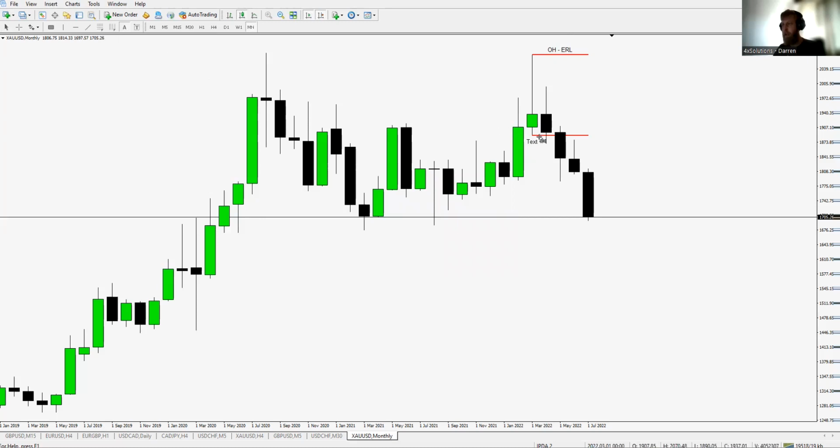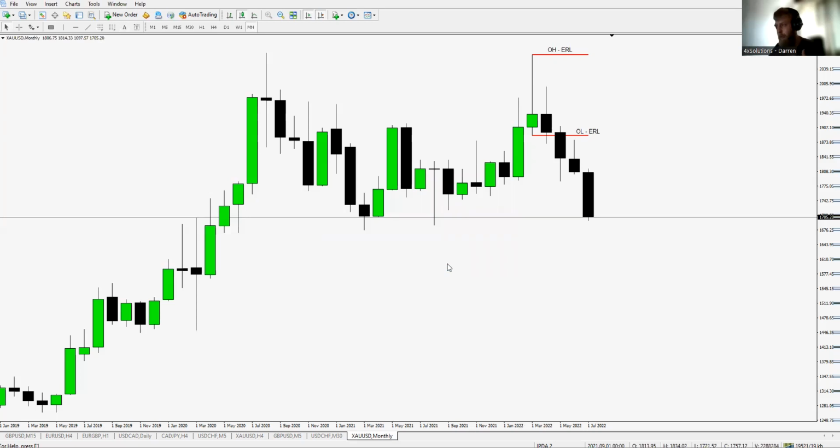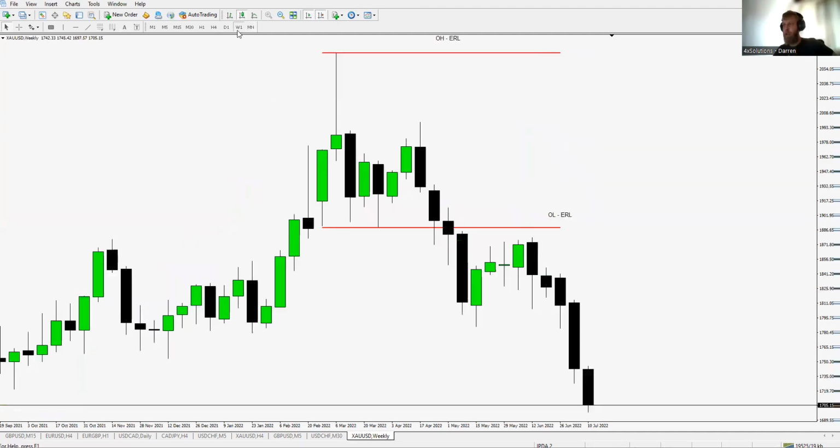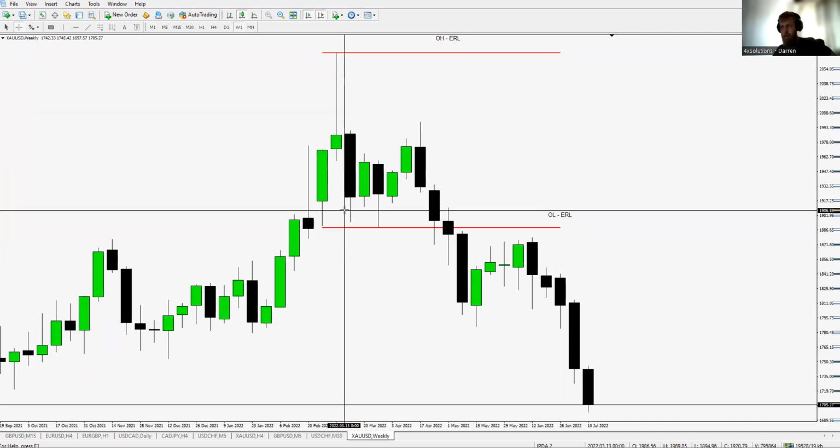And what we're saying about this old low over here, of that monthly old low, is also the external range liquidity of the monthly. So within that month, that is external. Then when you go down to a lower time frame, a one week, everything inside this monthly candle is internal range liquidity.